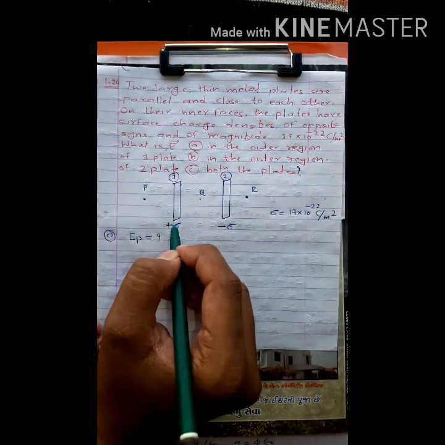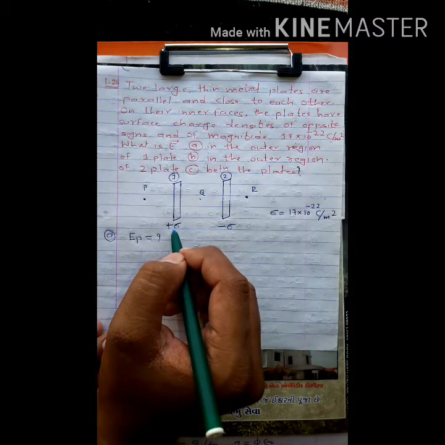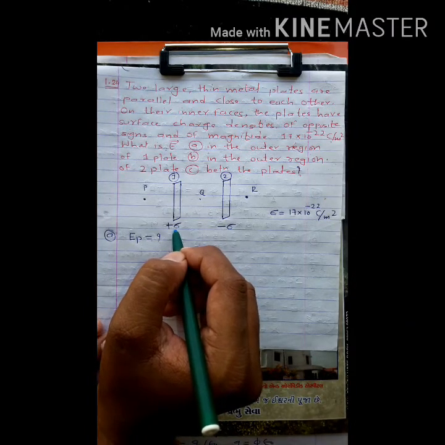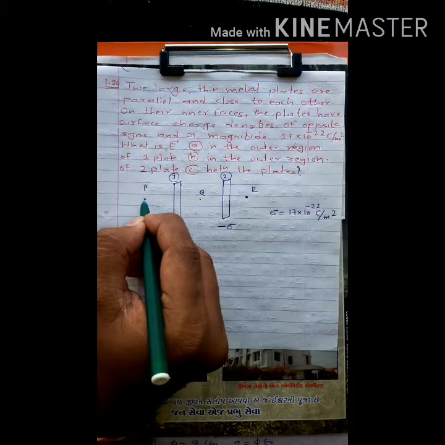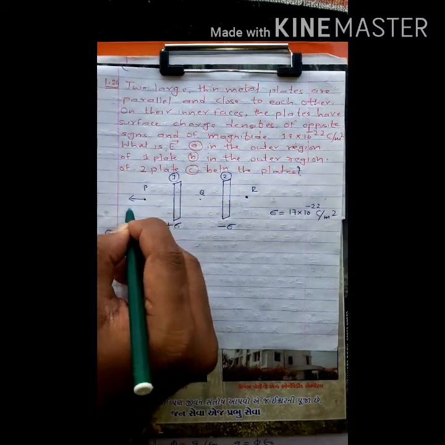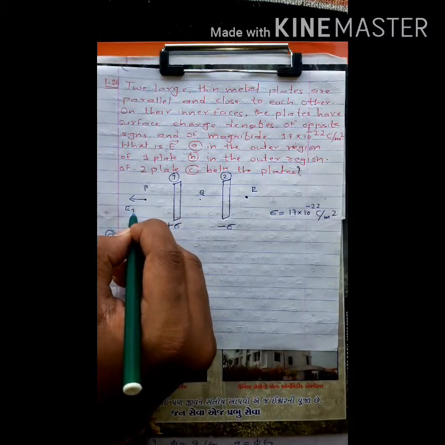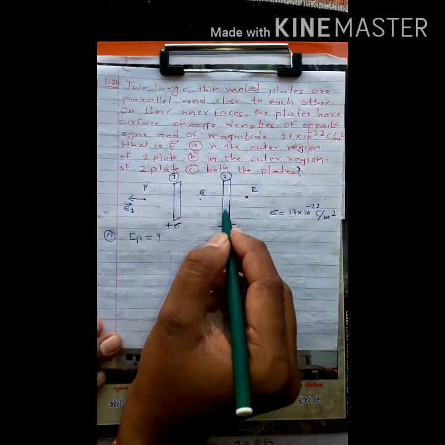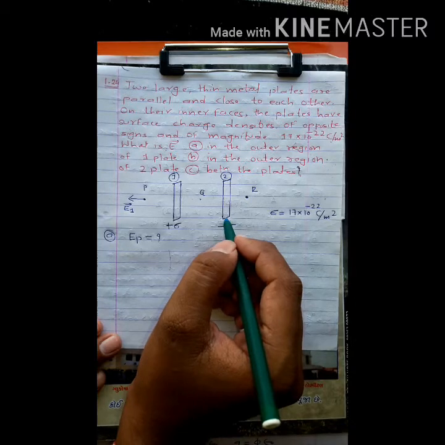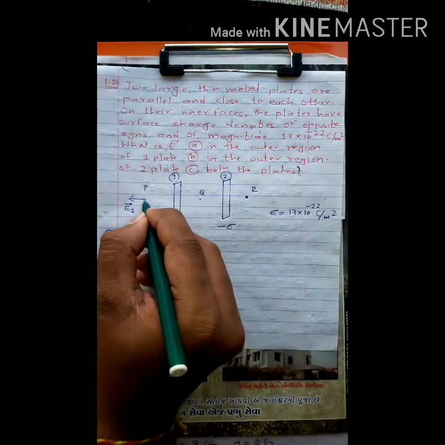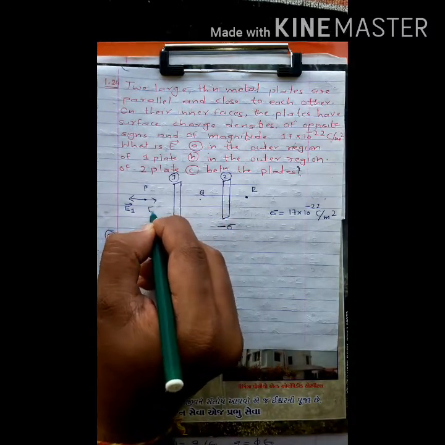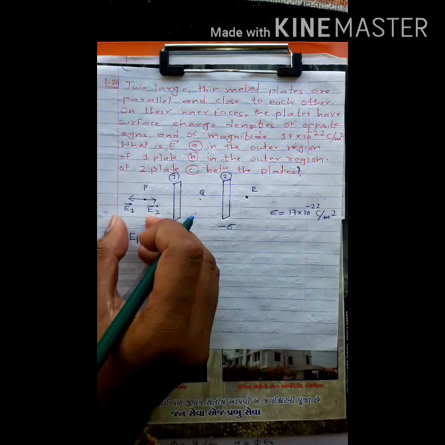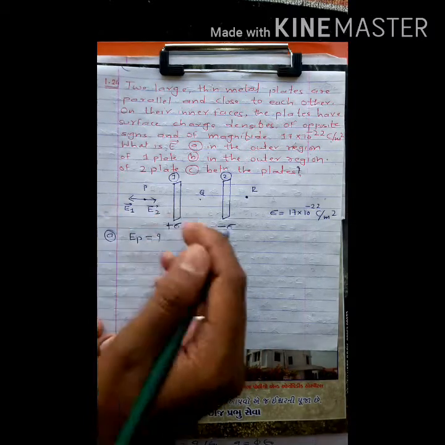This is our positive plate, positively charged plate, because surface charge density on this plate is positive. So electric field produced by this plate is in this direction, vector E1. And this is negative plate, negatively charged plate. So electric field produced by this plate at this point is in this direction, vector E2. Both are equal and in opposite direction.